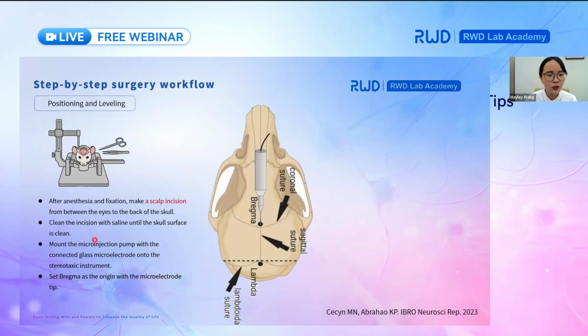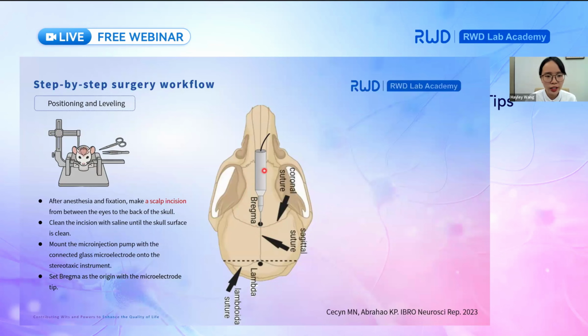And after fixation, make a midline incision and fully expose the skull. And we clean the skull surface. Next, we can move on to skull leveling. The purpose of this leveling is to make sure the skull is level, so the coordinates will be accurate and the injection or implantation can be done in the correct brain region.